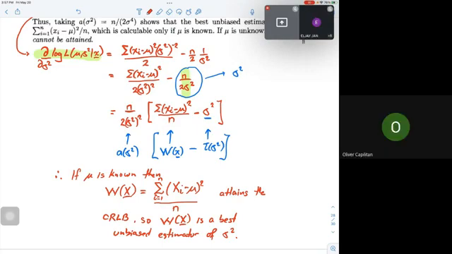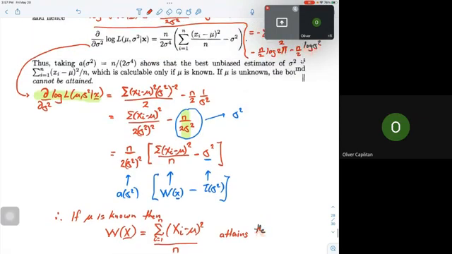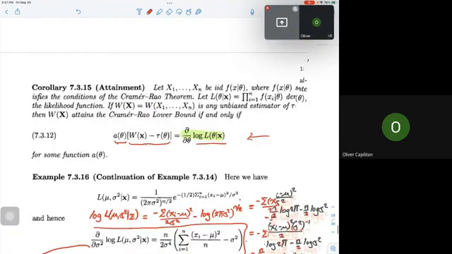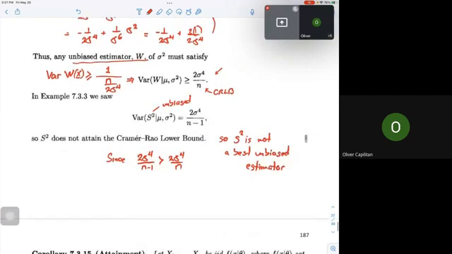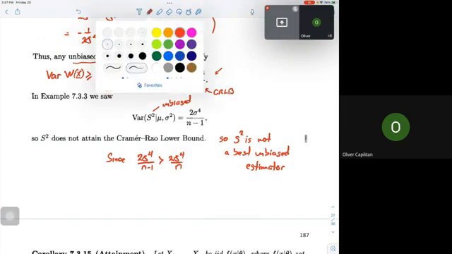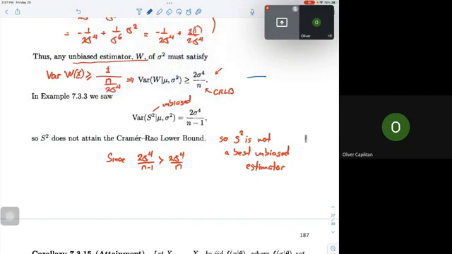So, using the Cramer-Rao theorem or the Cramer-Rao inequality, any unbiased estimator, the variance of that unbiased estimator is greater than or equal to 2 sigma squared over n.